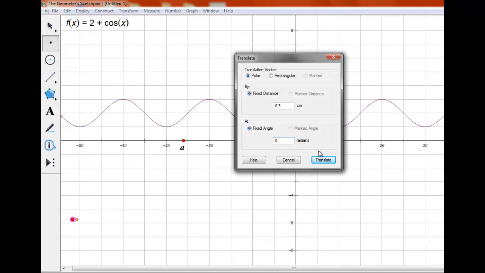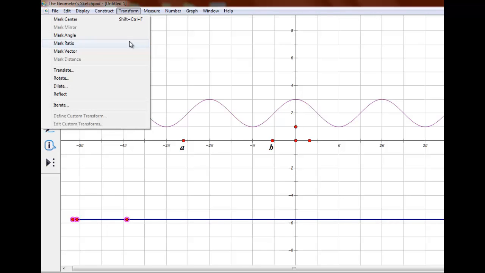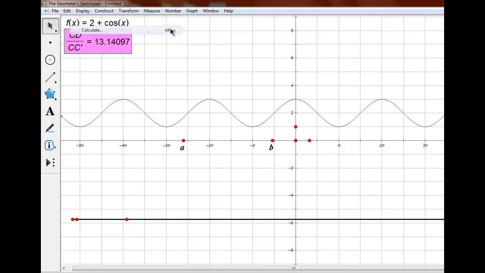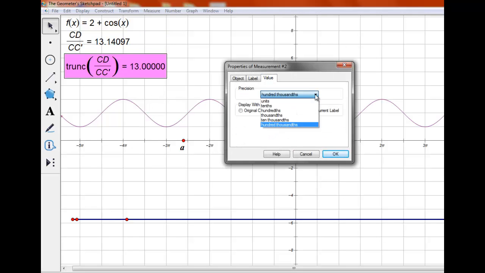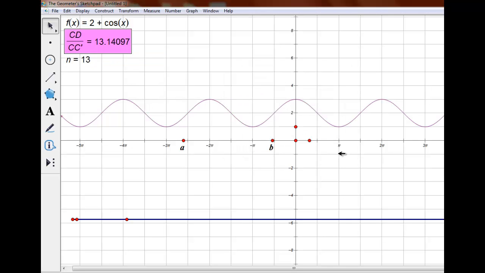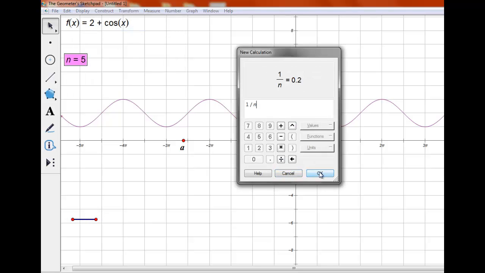Now make a slider that will measure a value of n. I do it by measuring a ratio of 3 points and then truncating that to the lower integer. And then I'll hide the constructions and make it a line segment. So I have my value of n now. N will be the number of subintervals in our Riemann sum.